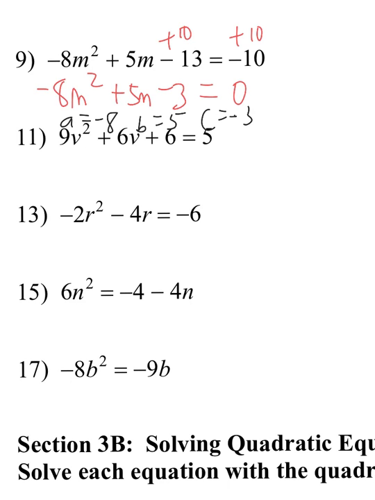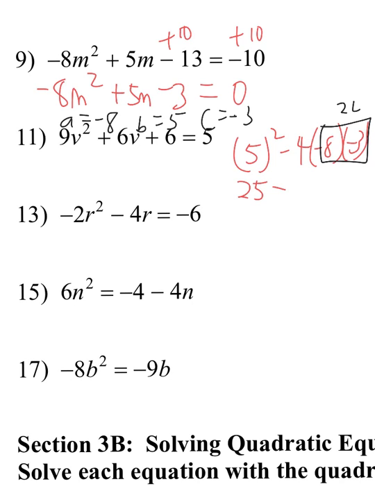So if I do my b squared minus 4ac, b is 5, so it's 5 squared. Again, this one's not a negative, but make sure you put that inside parentheses, minus 4 times a, which is negative 8, times c, which is negative 3. So that's 25 minus, if I do this multiplication first, that's a positive 24, and then 24 times 4 is 96, so it's 25 minus 96, which is equal to negative 71.